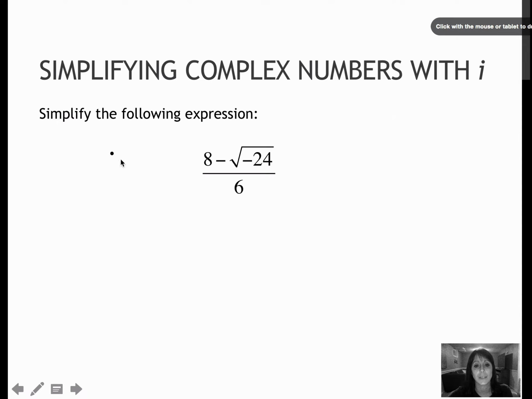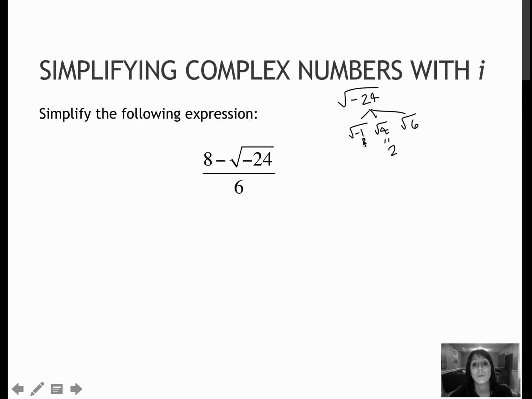So when we simplify these expressions, we are going to just simplify the negative radical negative 24 as we normally would. So the square root of negative 24, I would break into parts of negative 1, positive 4, and positive 6. I chose 4 and 6 rather than 8 and 3 because 4 is a perfect square and the square root is 2. The square root of negative 1 is i. The square root of 6 is a messy number, so we're just going to leave it there. So the 8 stays the same, a 2i comes out of my radical, and a 6 stays inside, and then of course I have a 6 in my denominator.